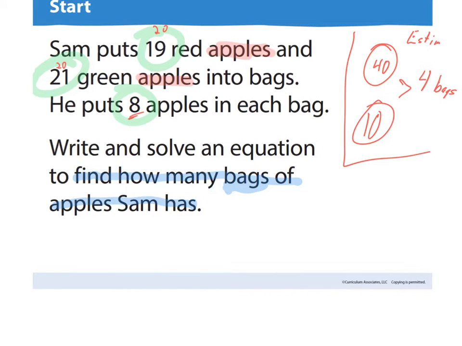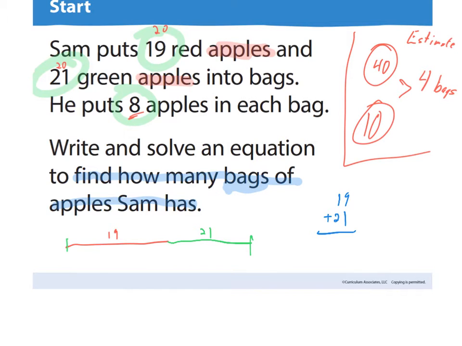Okay. And if I get something close to that, I'm probably right. So let's actually solve this. Okay, so he's going to start by getting a bunch of red apples. He's going to have 19 red apples. Then he's going to get a bunch of green apples. And he's going to have 21 of those. All right, so how many apples does he have? Hopefully, some of you guys can do 19 plus 21 in your head. If you can't, it's okay. We're going to solve it.